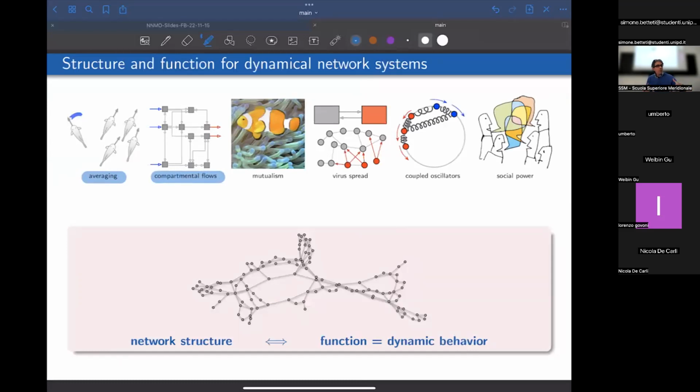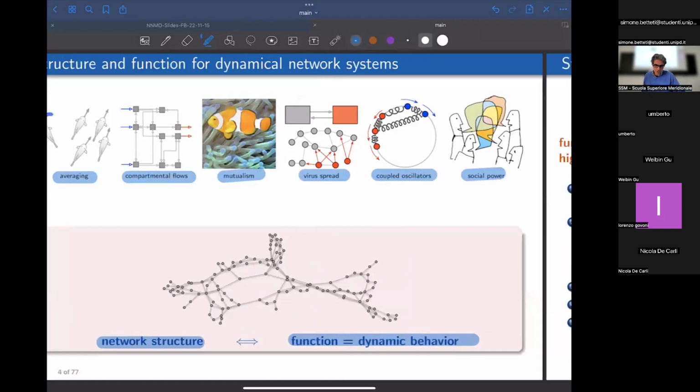So then you have something called a compartmental flow system. This particular compound is traveling from one location to another. Viral spreads, ecological interactions, coupled oscillators, and there are also interesting dynamics occurring in social networks. We would like to use network systems and contraction theory as an excuse to study and understand the relation between structure and function.